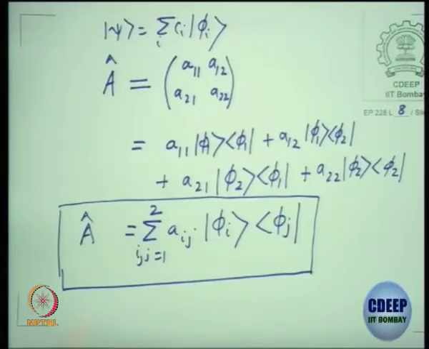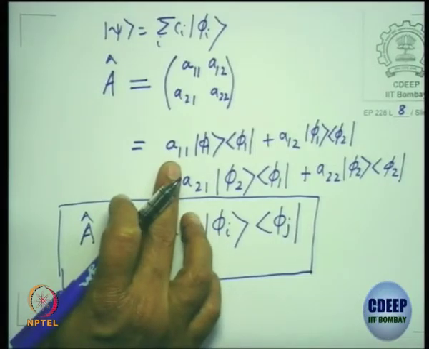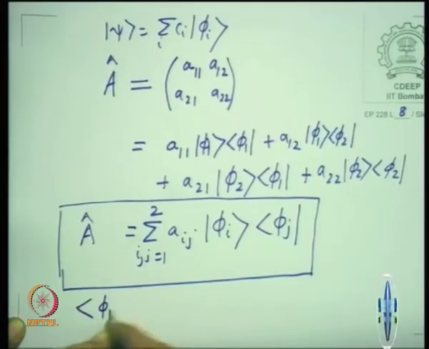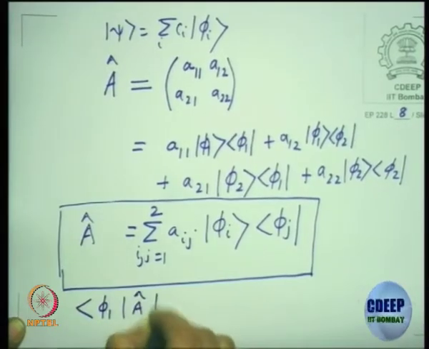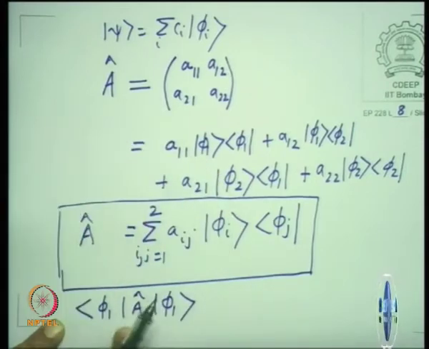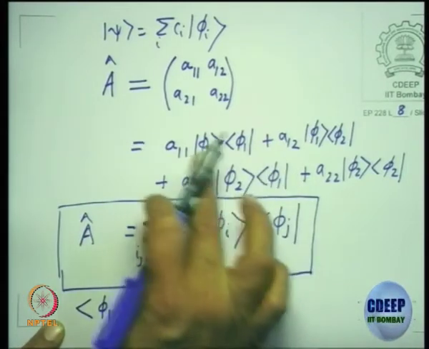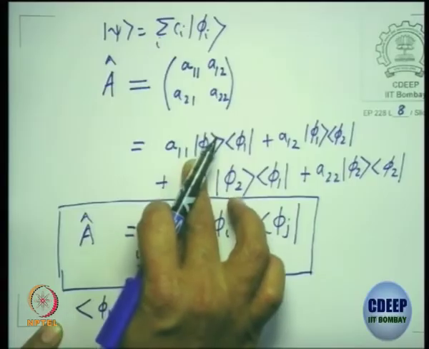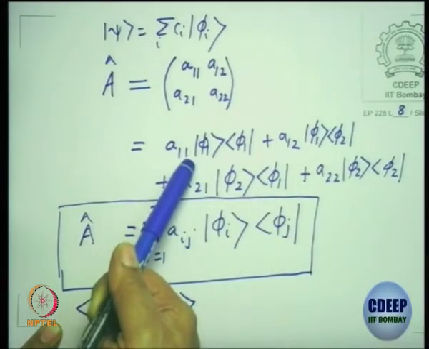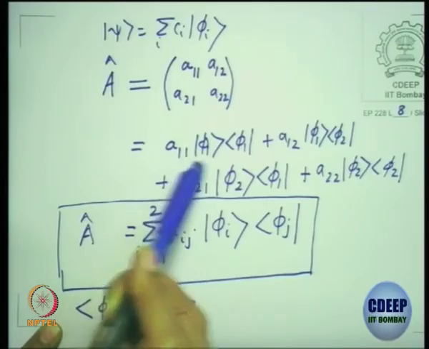And from here can we extract what is, let us say, A11? If I want to find what is A11, how will I go about it? So, let us do that. Let us take phi 1 with A operator phi 1. If you do this, what do we get? This left hand side angular bracket, the bra, will only give non-zero with which 2 terms? Only with the first term and the second term.